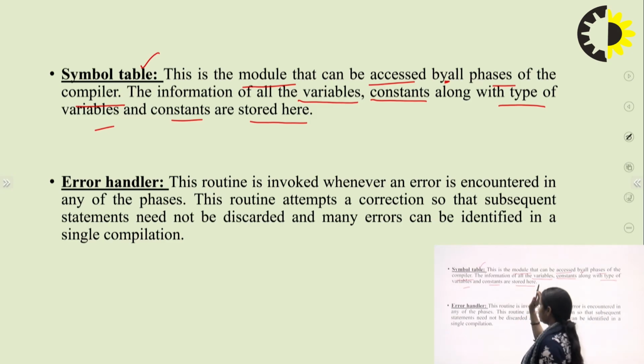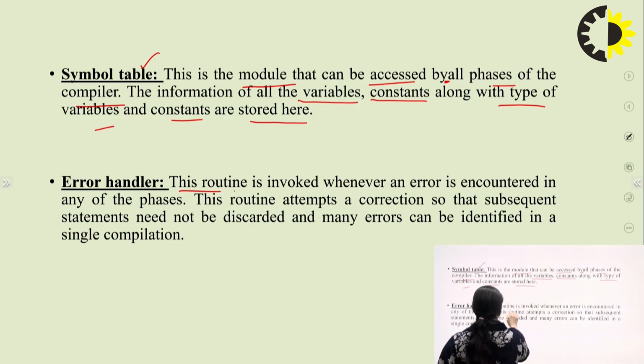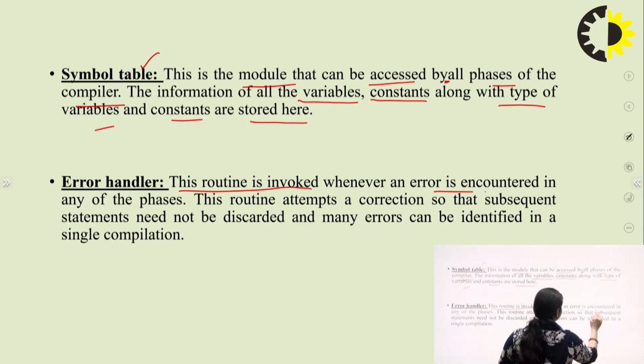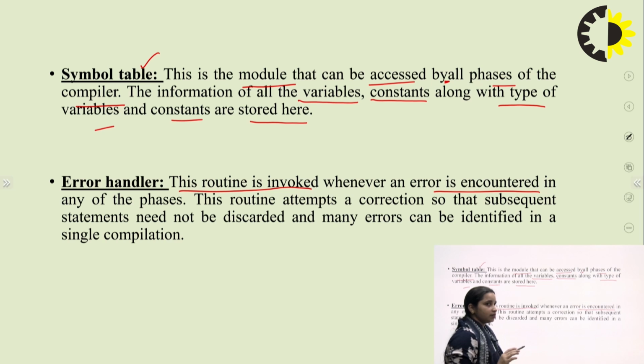And the error handler is a routine that is invoked whenever an error is encountered. The error handler works on the information shared in the symbol table. If that information is not appropriate, if it is not matching as per the variable or the type which has been assigned, or there is a wrong function call, whatever it is, an error is raised.